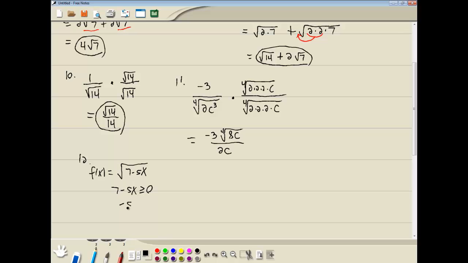Okay, so I'm going to take the 7 over, it becomes a negative 7. And then I'm going to divide both sides by negative 5. And remember, if you divide by a negative number, you flip your inequality symbol. So we got x is less than or equal to negative 7/5.